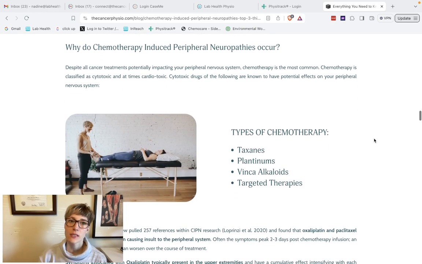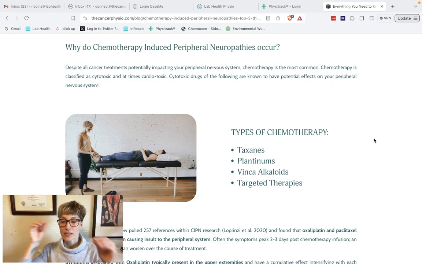The blog then goes into detail as to why do chemotherapy-induced peripheral neuropathies, otherwise known as CIPN, we'll keep it short for now, why do they occur? This is going into a bit of detail about the biology and cellular physiology side of things. But there are different classes of chemos, in a bigger picture, and these different classes, taxanes, platinums, vinca alkaloids, and targeted therapies, do tend to have different macro effects.